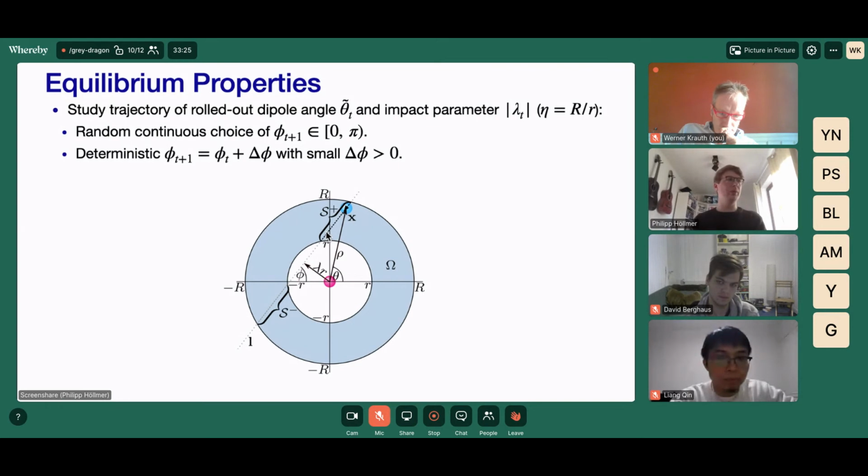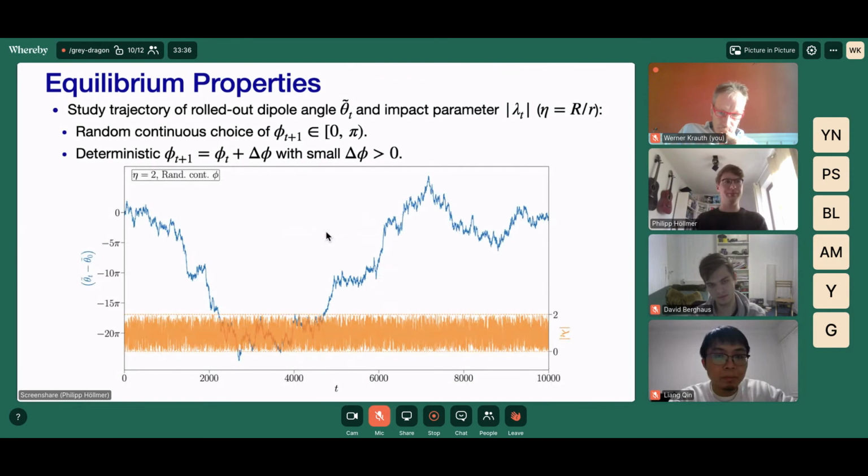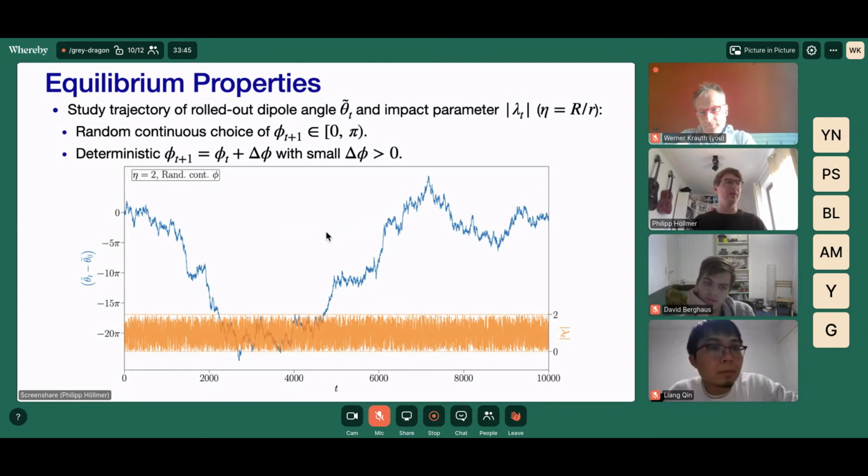And in the following, I will show you first the trajectory where we choose the new direction randomly in the allowed interval. And then I will show you, in contrast, the trajectory of our sequential scheme. So this is the trajectory of the random continuous choice of the new direction, and you can see nothing very interesting going on here. I mean, so on the y-axis, the blue curve shows the trajectory over t time steps of the rolled out dipole angle, and you can see it looks pretty much like a random walk, or like a diffusive random walk. And positive and negative rotations of our dipoles interchange very quickly.